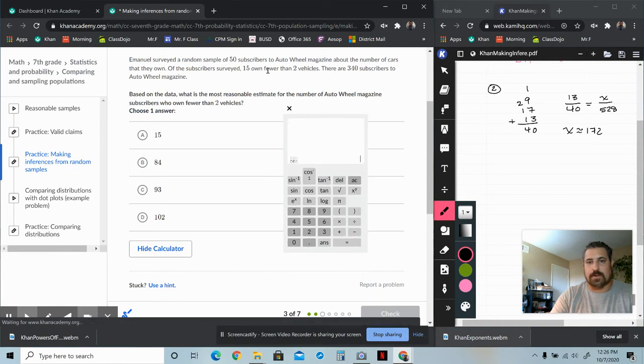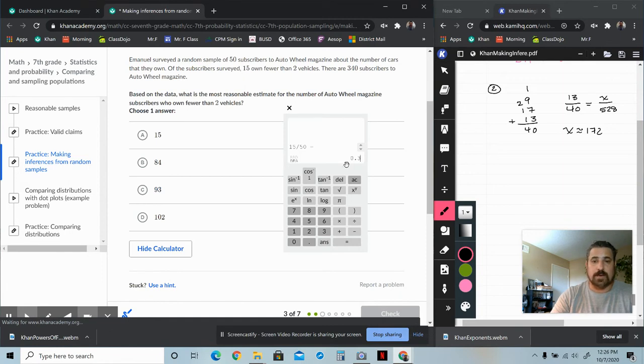This one I'm just going to do on the screen. So they've sampled 50 people, right? Out of those 50, 15 own fewer than 2 vehicles. So it's 15 out of 50. Well, what's 15 divided by 50? That's just going to be 0.3 or 30%.